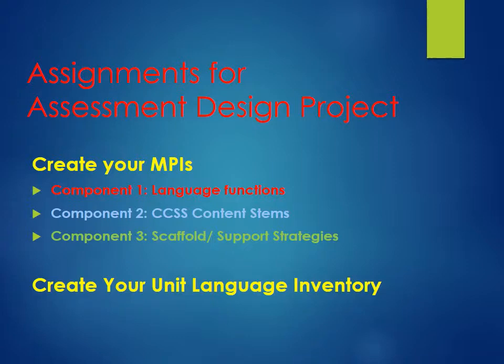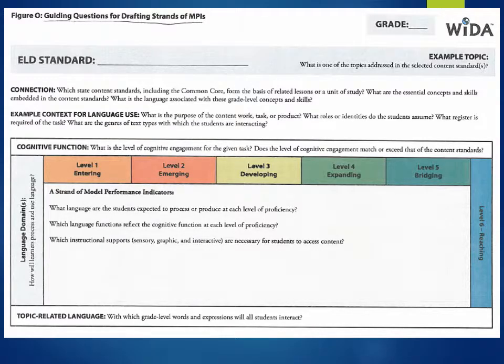The other assignment that you'll need to do is to create your language inventory. So what you'll need to do is really take a close look at your unit of instruction and determine what language functions are typically used to communicate that content. Here is a guide that is in your assignments and also in your MPI packet. This is like a little cheat sheet. You ask yourself these key questions to determine how you're going to create your MPIs, okay?